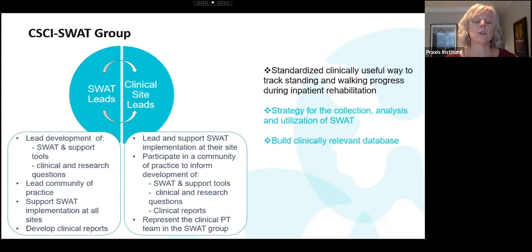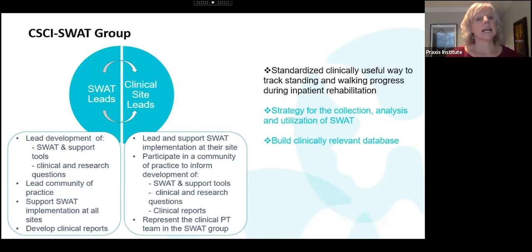leads developing some clinical and research related questions that we want to answer with the information being collected, helps support the whole community of practice, supports the clinical leads at each site to implement these outcome measures, and helps develop clinical reports that we'll talk about in a little bit that can be fed back to all of you. And then each site has a clinical site lead. So Shane is the site lead for his site at St. Cassidy. Those clinical site leads are really the champions on the ground. They're an integral part of the Canadian SWAT group, and they also help you at your local site implement and use the outcome measures as well as the information that comes out of them.